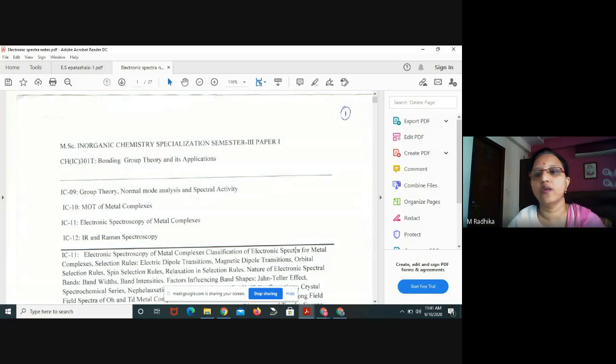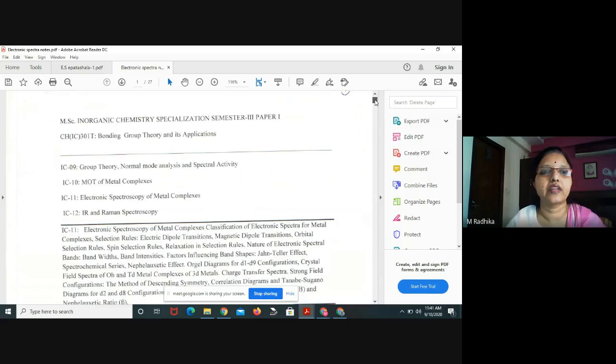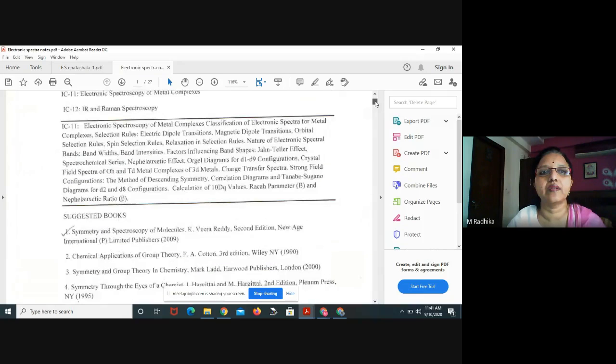Now just look at this chapter. I am going to talk about this electronic spectroscopy chapter. In the metal complexes, how can you predict the electronic spectroscopy? Now coming to the syllabus, this is a very big chapter, very big chapter. I'll give you some introduction today.